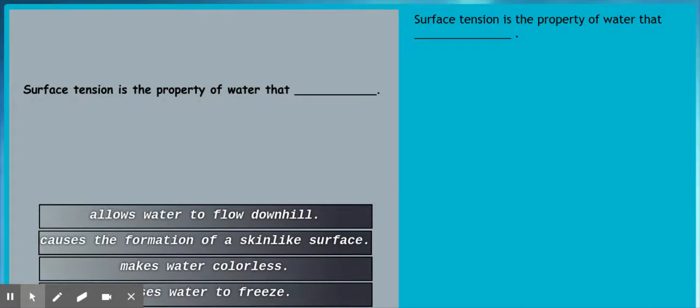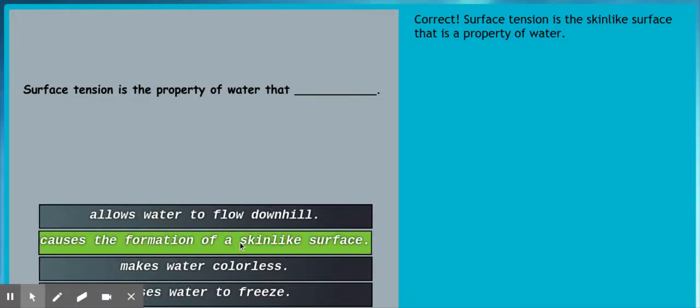Surface tension is the property of water that allows water to flow downhill. I don't think so. Causes the formation of a skin-like surface. Possibly. Makes water colorless. Nope. Causes water to freeze. I don't think so. This seems like the best choice. Correct. Surface tension is the skin-like surface that is a property of water.